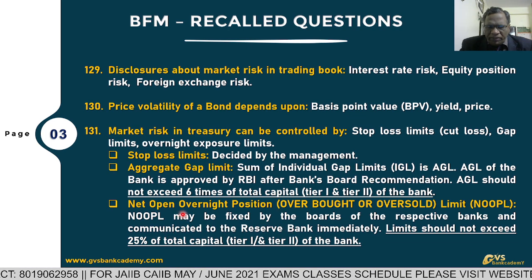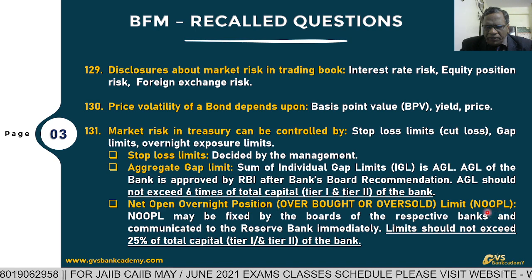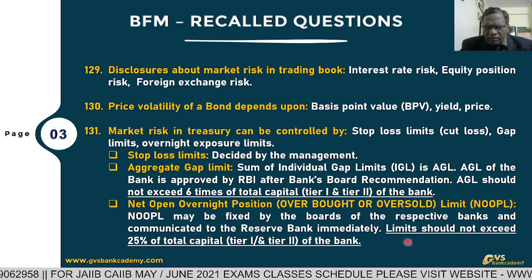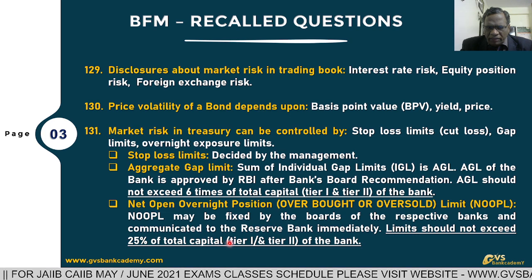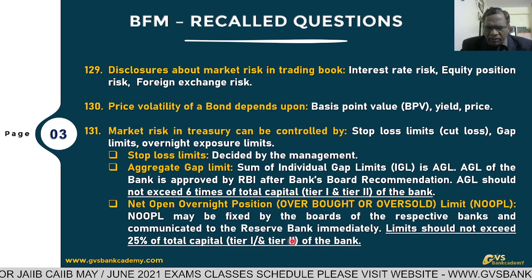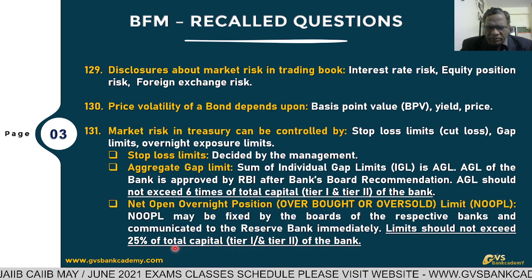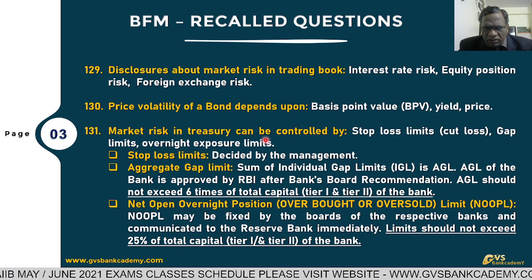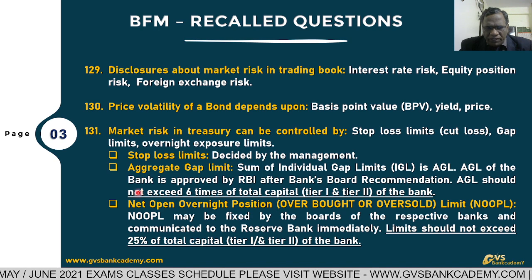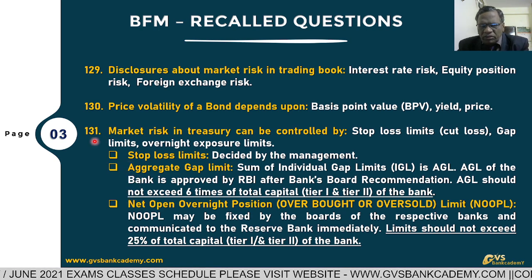Now, this NOOPL limit should not exceed 25% of the bank's total Tier 1 capital and Tier 2 capital. It should not exceed the bank's total Tier 1 and Tier 2. This question is very, very important. That's why I have explained in detail. Question number 131.